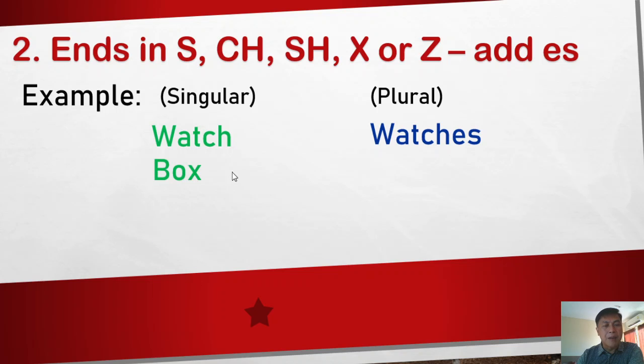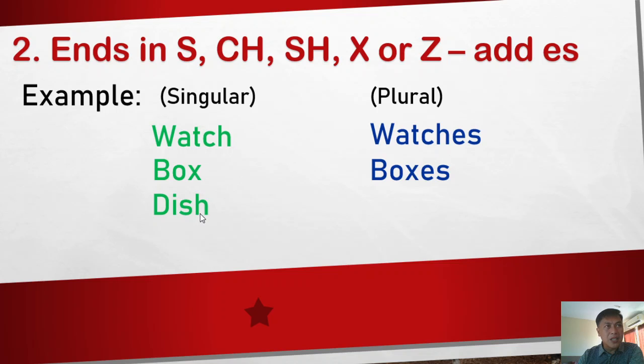Okay, next example, box. What is the last letter of the word? It ends with the letter x. Again, ends in s, ch, sh, x, or z, so you are going to simply add es. That becomes boxes. One box, two boxes.